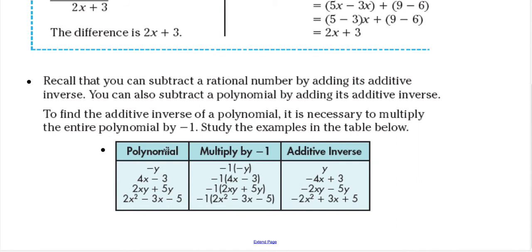Okay, again, let's go back here. To find the additive inverse of a polynomial, it is necessary to multiply it by negative 1, and that's what we just did. Okay, and going back to the last sentence before that, you can subtract a polynomial by adding its additive inverse. Let's remember that, because in the next example, that's exactly what we're going to do. Okay, we're going to add its additive inverse when we subtract.